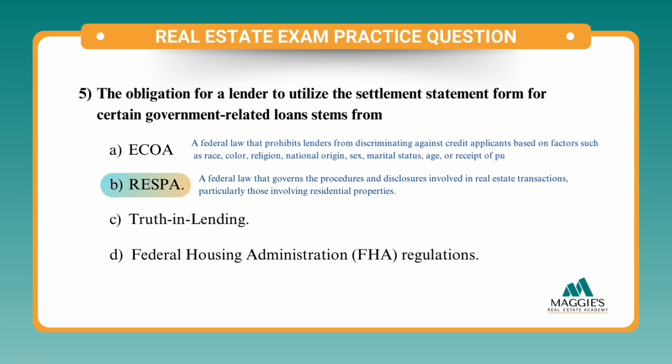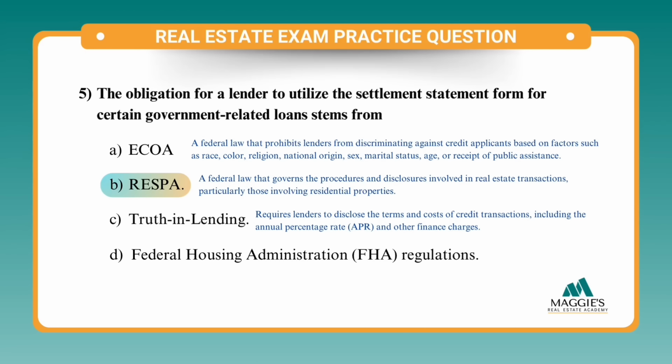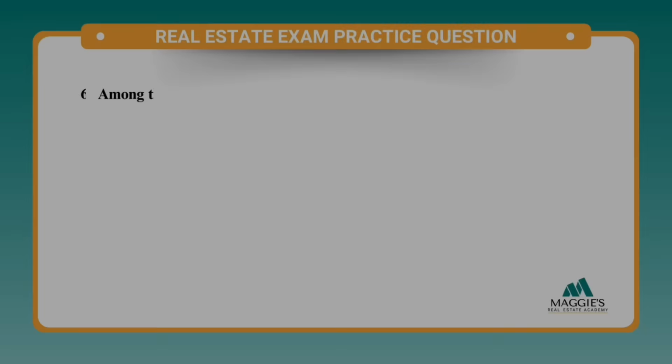So, ECOA or Equal Credit Opportunity Act is also a federal law, but that prohibits lenders from discriminating against credit applicants based on factors such as race, color, religion, national origin, sex, marital status, age, or receipt of public assistance. And TILA or Truth in Lending, that requires lenders to disclose the terms and costs of credit transactions, including the APR or annual percentage rate and other finance charges. And D, the Federal Housing Administration or FHA regulations. Well, FHA regulations pertain to loans insured by the Federal Housing Administration, which provides mortgage insurance on loans made by FHA approved lenders.